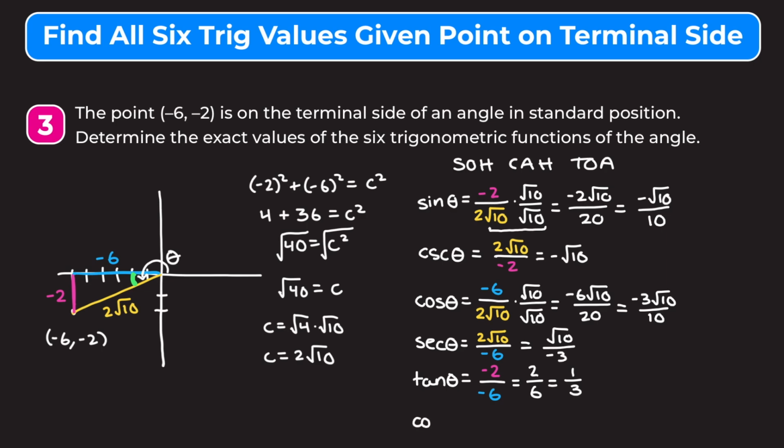And now finally, the cotangent of theta. Let's just flip 1/3 upside down because that's easy and it doesn't have any roots. So if we flip 1/3 upside down, we get 3 over 1, which is just equal to 3. So this is how you guys find all 6 trig values given a point on the terminal side of your angle.